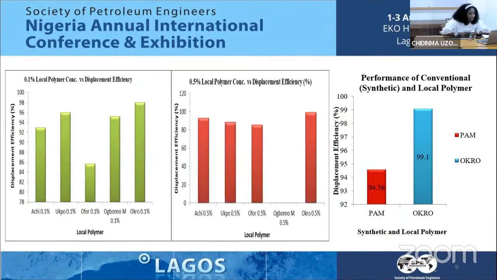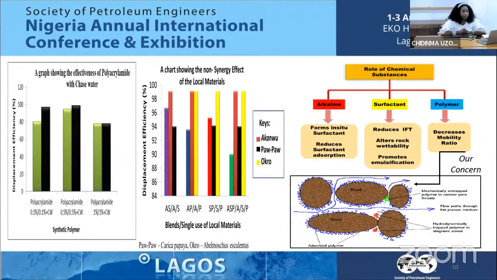Then for the local polymers, we made use of Achi, we made use of Ofor, we made use of Ukpo, Okra. These are soup thickeners, and their performance at 0.1 and 0.5 concentration was encouraging, though Okra came out best. Then for Ogbono, at 0.5%, it could not flow. So we also compared the performance of this best local polymer to that of a synthetic polymer, and the Okra did so well. But we also observed that this synthetic polymer was better when used with the chase water process.